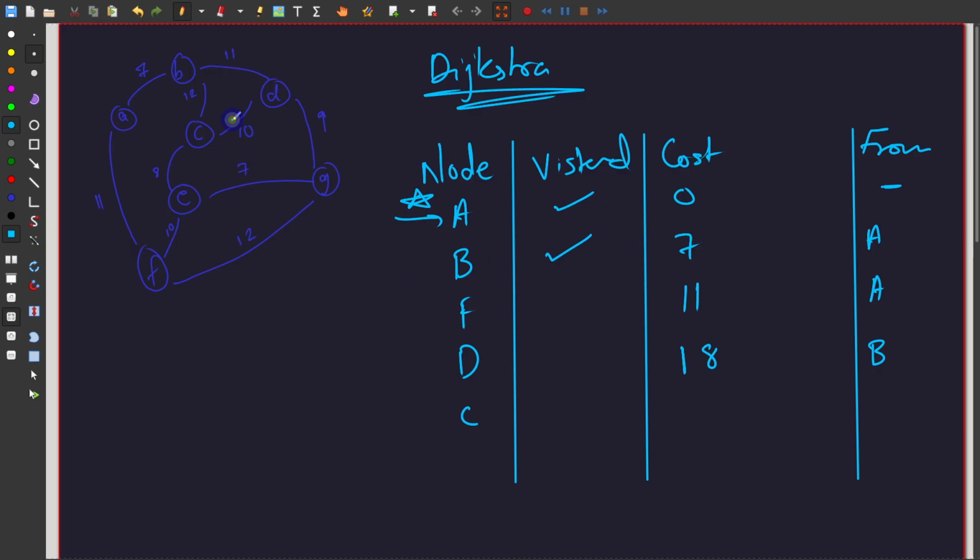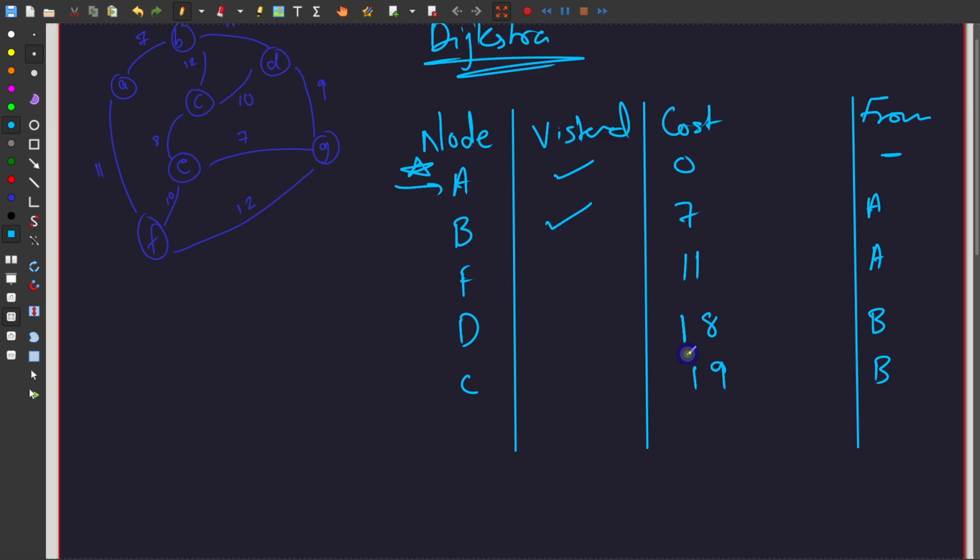Now BC will cost us 12, but again A to B costs 7, so 7 plus 12 will become 19, and we are getting to C from B, so we will have to reflect that as well.